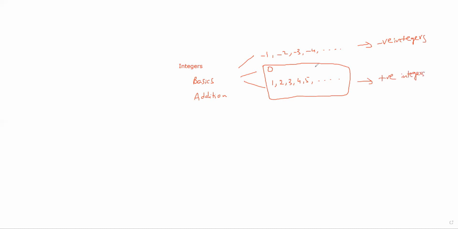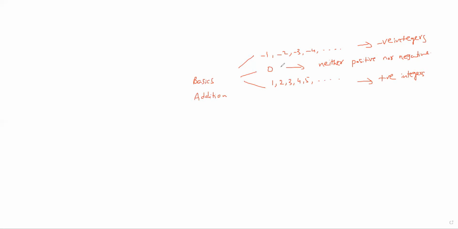Now we have 0 in between. This 0 is neither positive nor negative. So understand the difference between positive integers, negative integers, and 0. 0 is not positive nor negative because 0 does not have any value. That's why we cannot say it's positive or negative. But 0 is an integer.